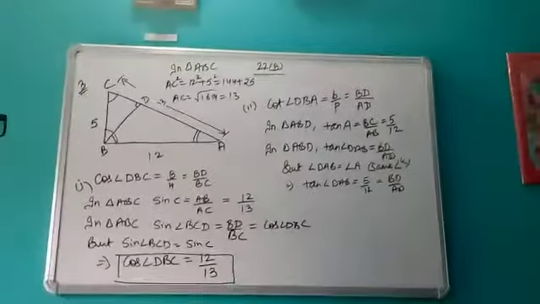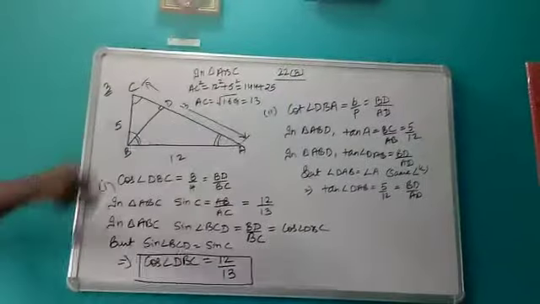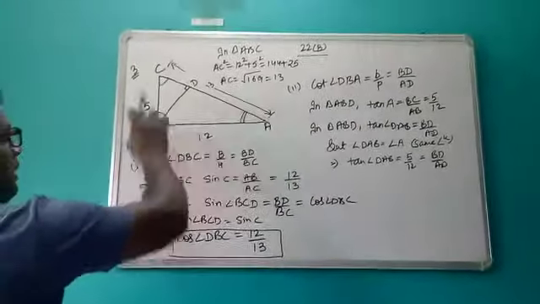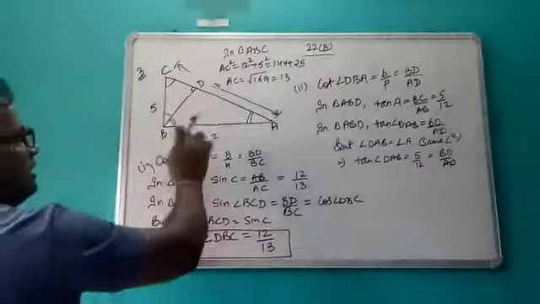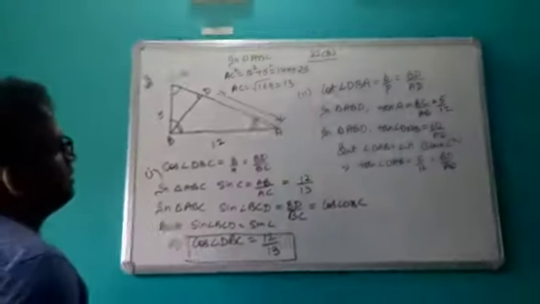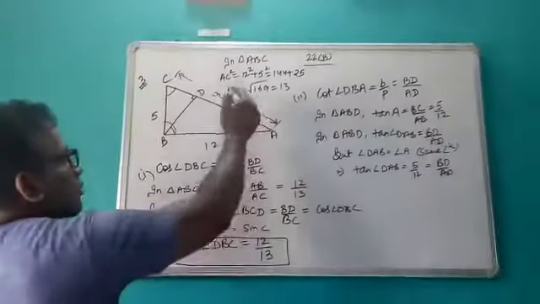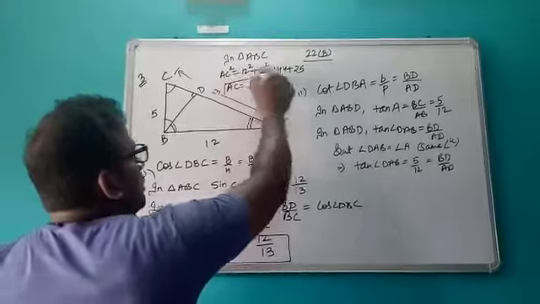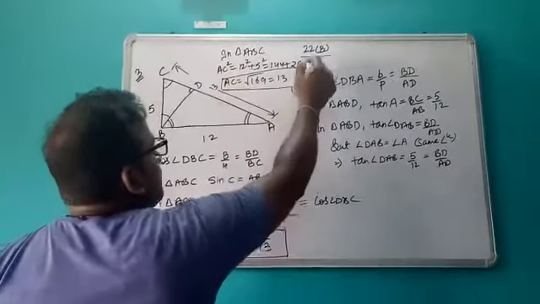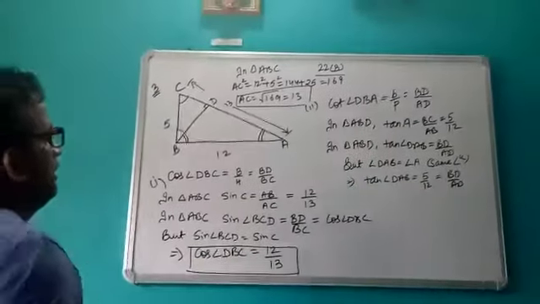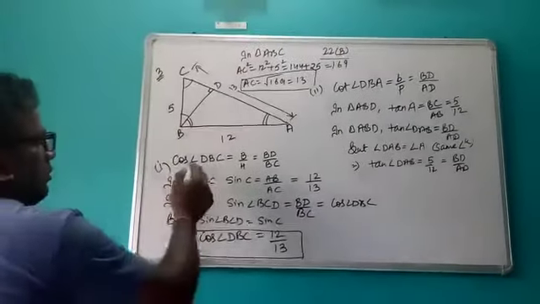Okay, suppose this question is there. In triangle ABC, the value of BC is given and the value of AB is given. So the first thing that we do in almost all the questions is find the side which is not given to us, that is AC, again using the Pythagoras theorem. So AC is 13. The first thing asked is cos angle DBC.